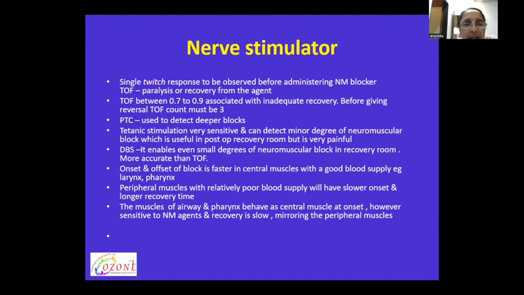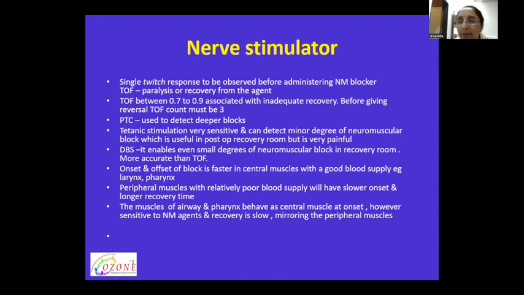Onset and offset of block is faster in central muscles with a good blood supply, for example larynx and pharynx. Peripheral muscles with relatively poor blood supply, that is muscles of the hand and legs, will have a slower onset and longer recovery time. The muscles of the airway and pharynx behave as central muscles at onset, meaning they get blocked earliest. However, they are sensitive to neuromuscular agents and recovery is slow.